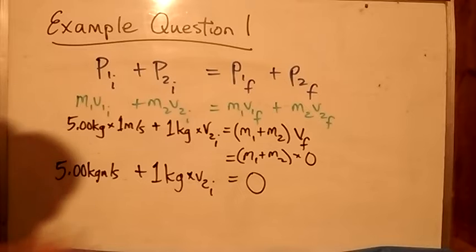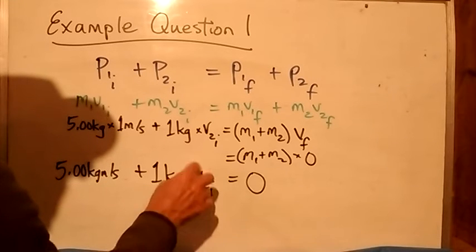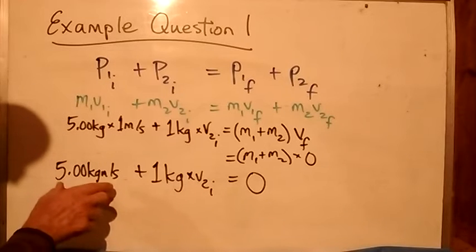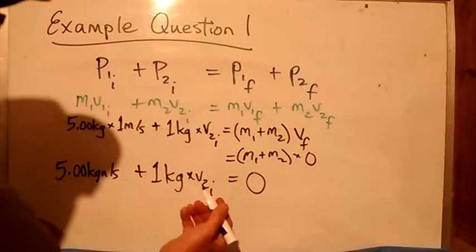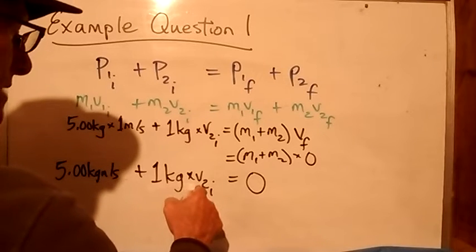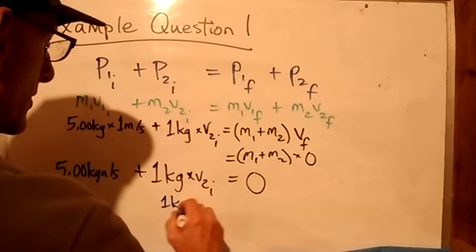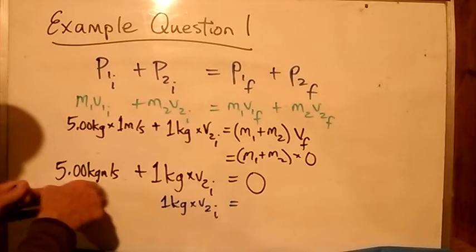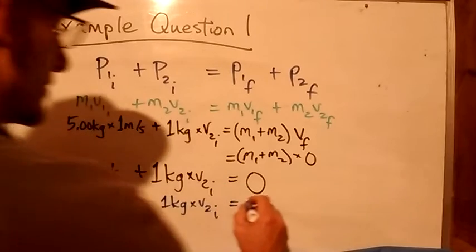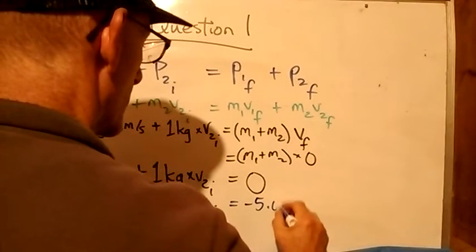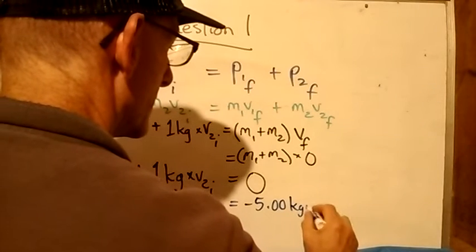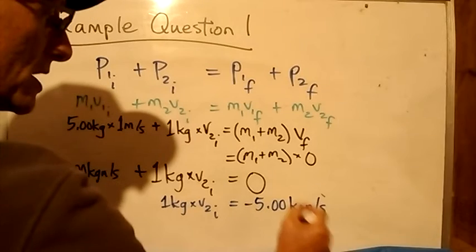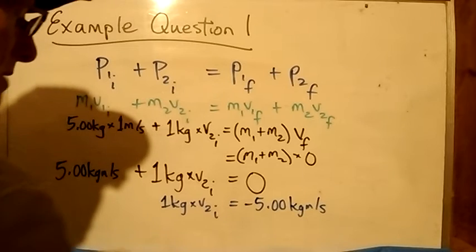And just to do the algebra, I want variables on one side, so in this case the V2 initial is on this side, and then the numbers on the other side. So as you guys would do in math, 1 kilogram times V2i. I just have that all on one side. Bring this to the other side, so I have to subtract this from this side, do the same thing over here. So what I do to one side, I have to do to the other. So I've got minus 5 kilogram meters per second. That is the unit for momentum, kilograms times meters per second.